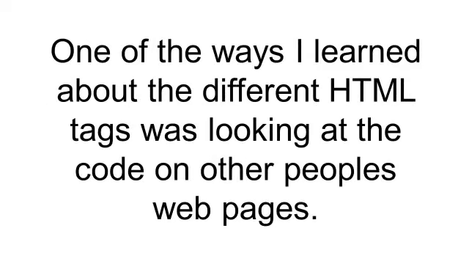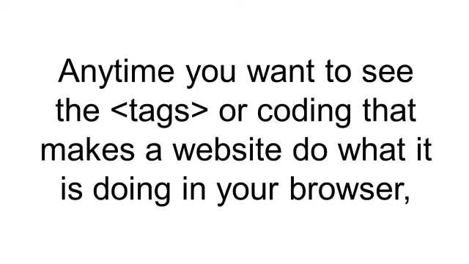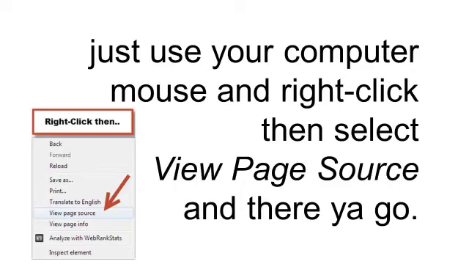One of the ways that I learned about the different HTML tags was simply looking at the code on other people's web pages. Anytime you want to see the tags or coding that makes a website do what it's doing in your browser, just use your computer mouse and right-click, then select View Page Source, and there you go.